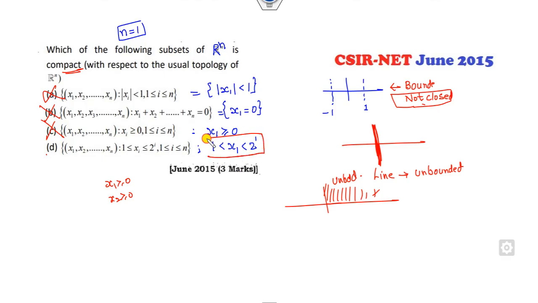The only left option is here. You can see x, sorry, there is equality also. It is closed plus bounded. So the right answer is D. Moreover, if I say x1 only, that means only this line x1 is here, which is again a line which is unbounded.